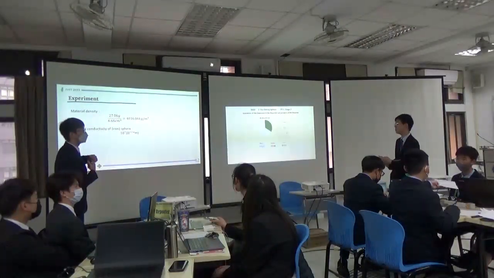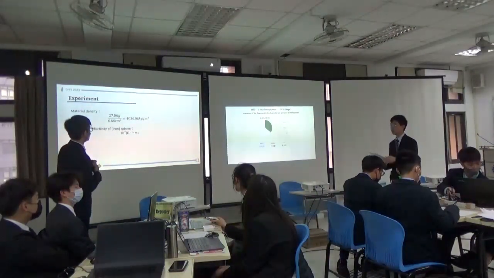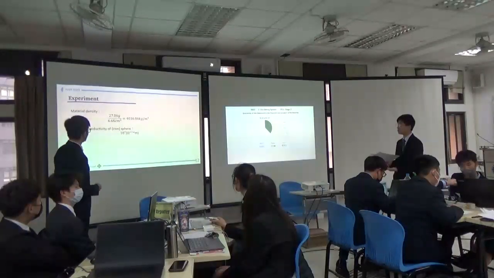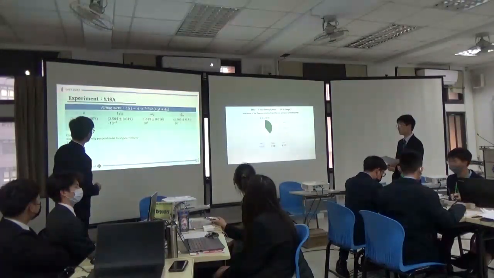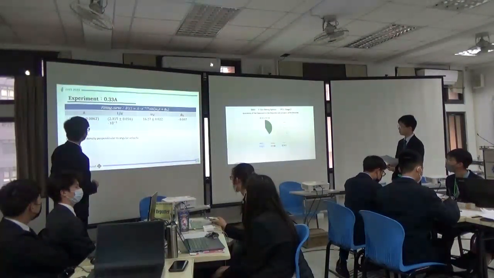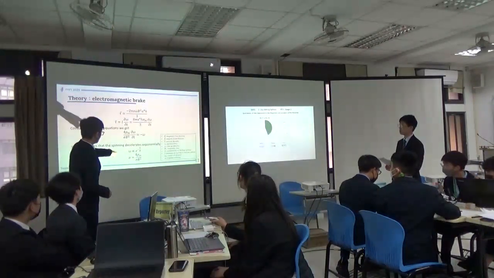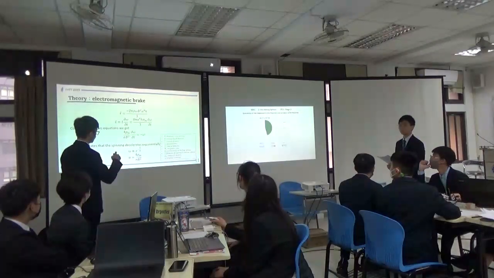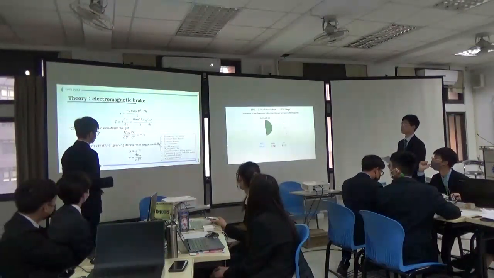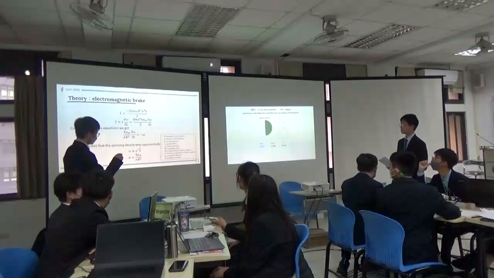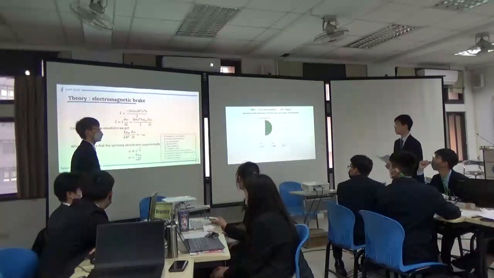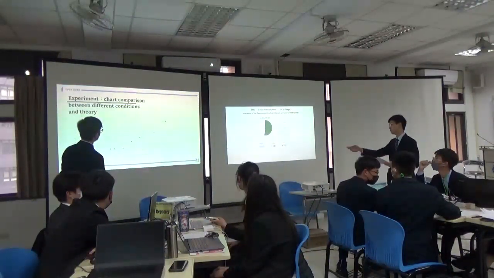And how can you compare your theory with your experiment? Or do you have any relations, or can you explain your experiment? For our theory, we aim at proving the equation down here, where the angular acceleration is proportional to the magnetic flux density squared. So, back to page 11, thank you.